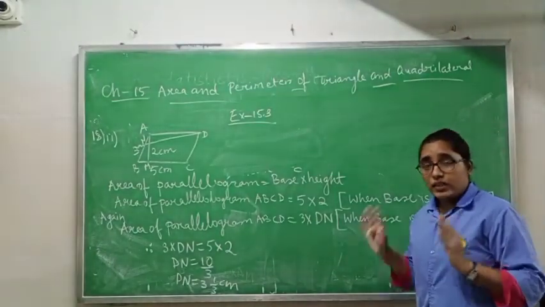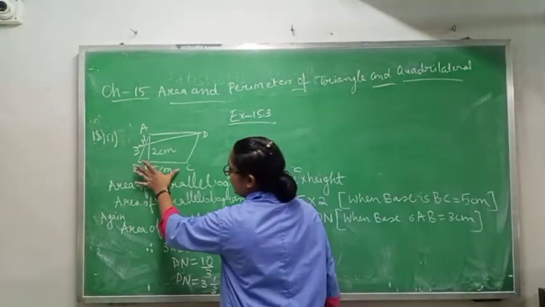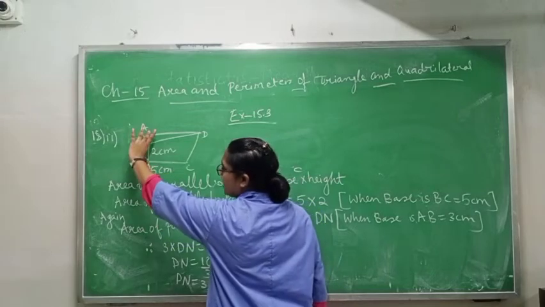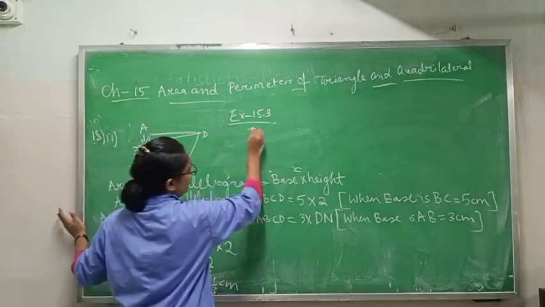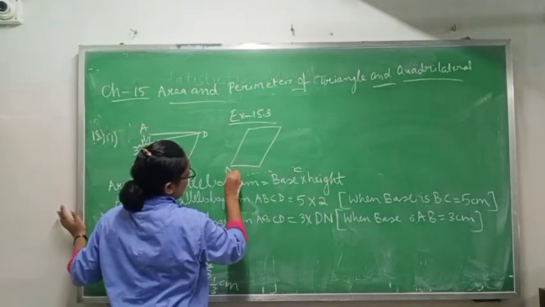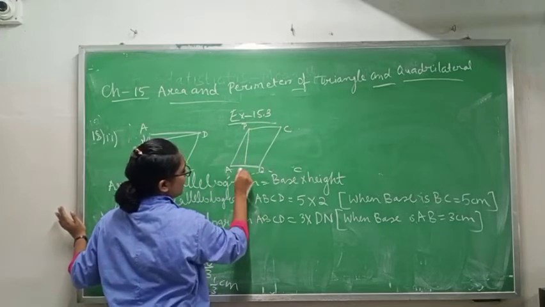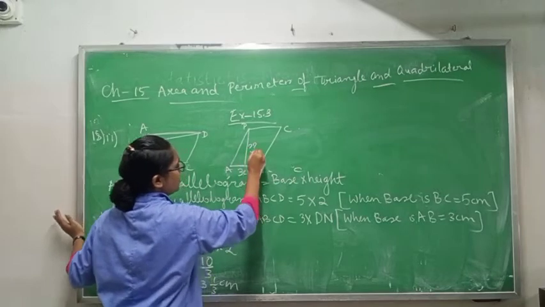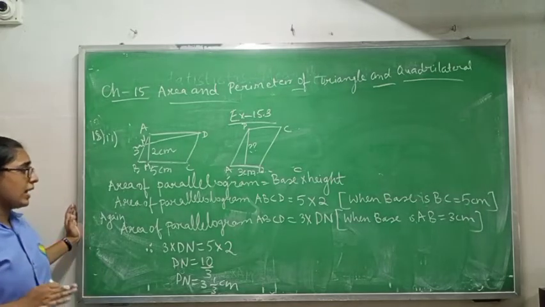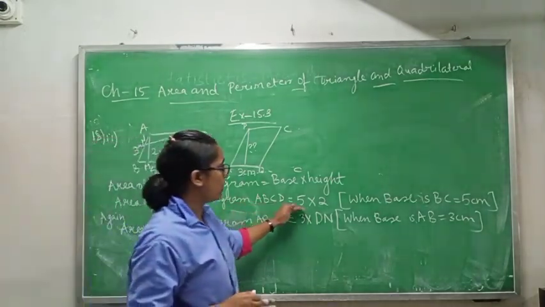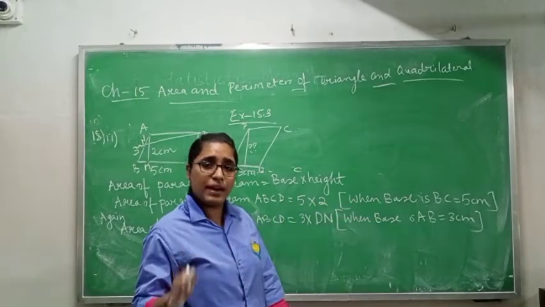Why? Because in this question we will get two expressions for the area. The first time, when we take BC as the base, the height is 2 cm. But if we take AB as the base, suppose the diagram is like this, A, B, C, D, then AB is 3 cm, and we don't know the distance between the two parallel sides. So first, area of parallelogram ABCD equals base 5 into height 2 cm, when the base is BC, 5 cm.